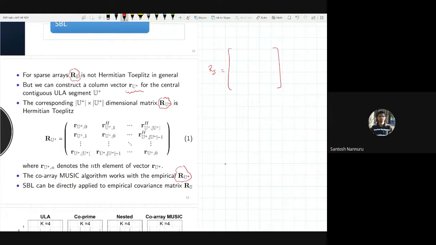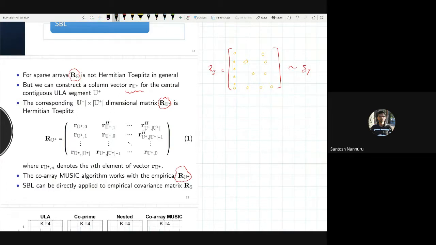If it was a ULA, it has only distinct elements along a row or a column. That's all. But when it is sparse, you will have distinct elements like this and some other distinct elements in between also, in other parts of this thing also. Okay. So this I will find using the empirical covariance matrix. So this RS I will estimate using SY, the sample covariance matrix or empirical covariance matrix.